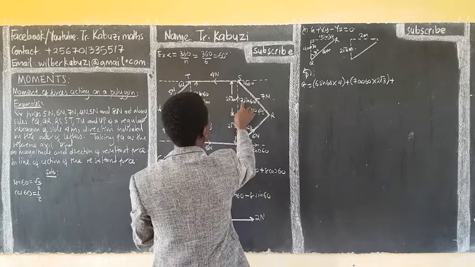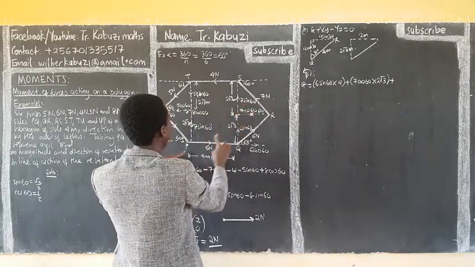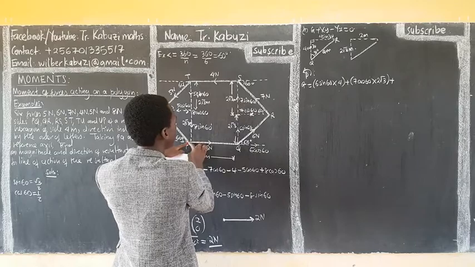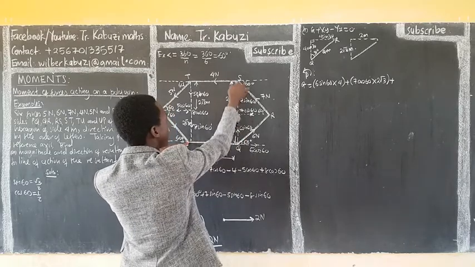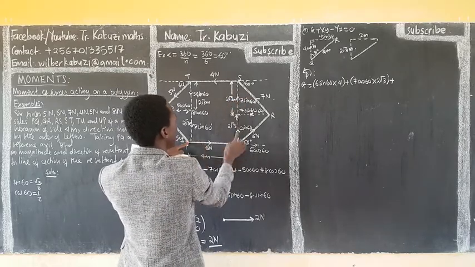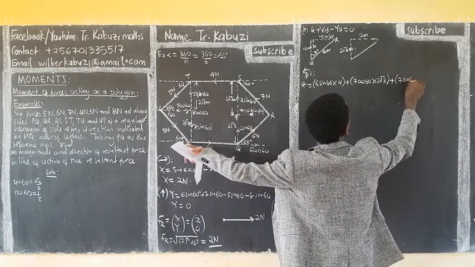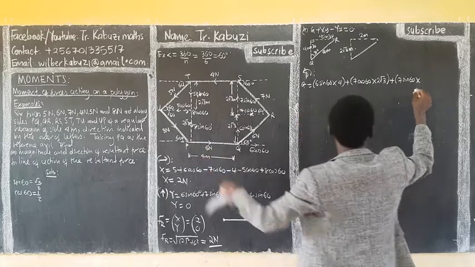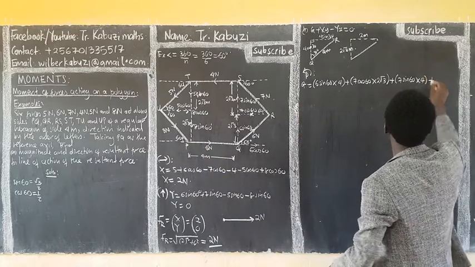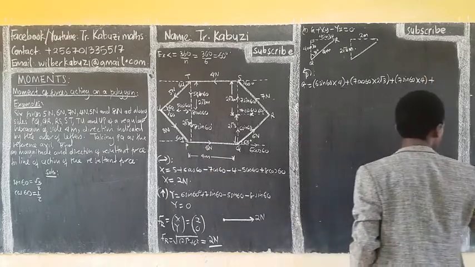Then plus, we also have this one, but this one is acting, so it means this one is going to be 7 sine 60 times the perpendicular distance from here up to here. So this is the line of action. From here up to here, it's going to be 7 sine 60, then times 4. Then plus, what else do we have?